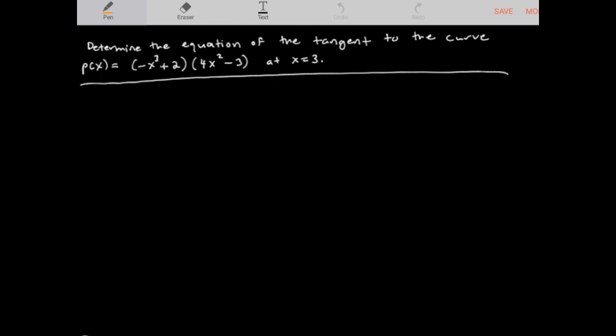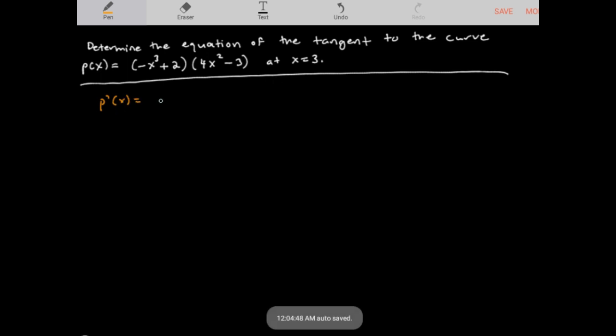Alright, let's determine the equation of the tangent to the curve P of x is equal to negative x cubed plus 2 times 4x squared minus 3 at x is equal to 3. Okay, so to find the slope of the tangent, we need to find the derivative function. So it looks like we're going to be employing the product rule here.